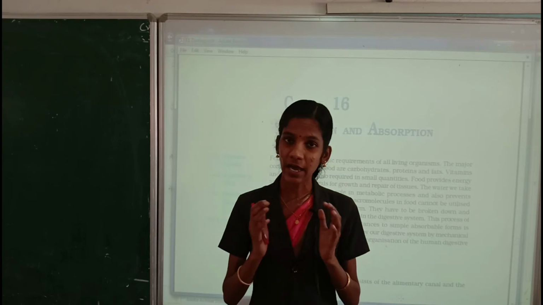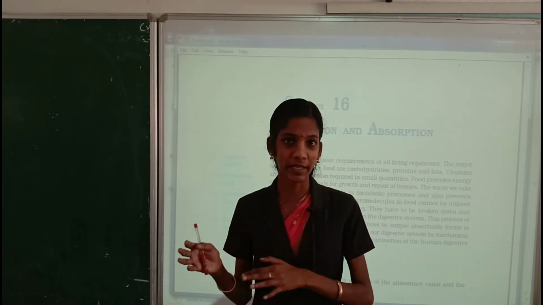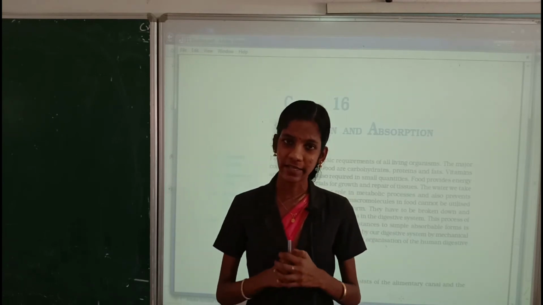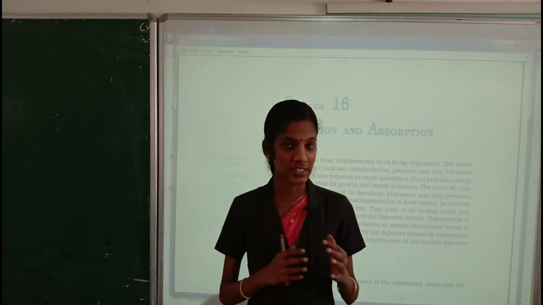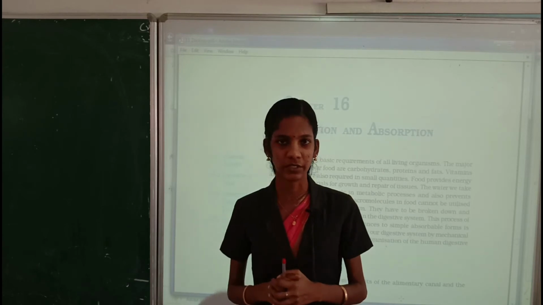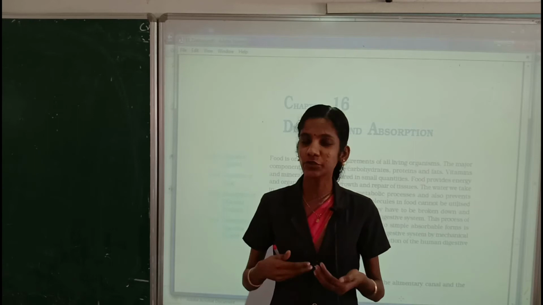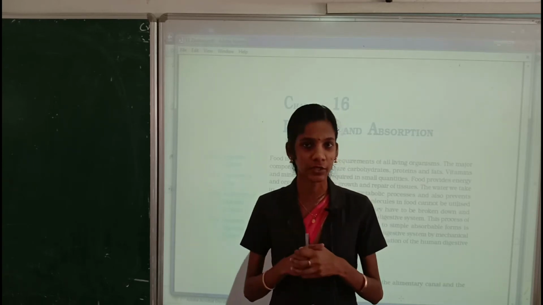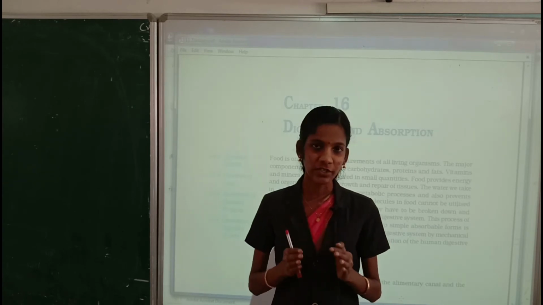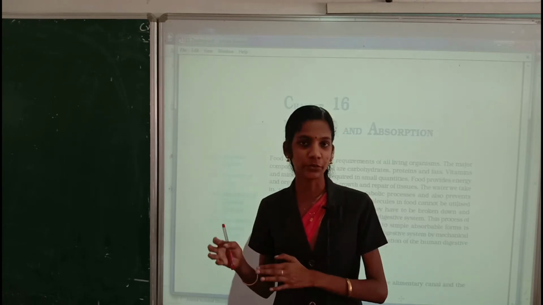Such a conversion of larger bio-macromolecules into bio-micromolecules through the process of breaking is known as what? Digestion. Otherwise, we can define digestion in another way: digestion is the process of breaking down of complex food materials into simpler absorbable units. What is the importance of digestion? Digestion is essential for the absorption of the micromolecules, which are essential for the growth and repair of the body. Understood? So, digestion is the process of breaking down of complex food material into simpler absorbable units.